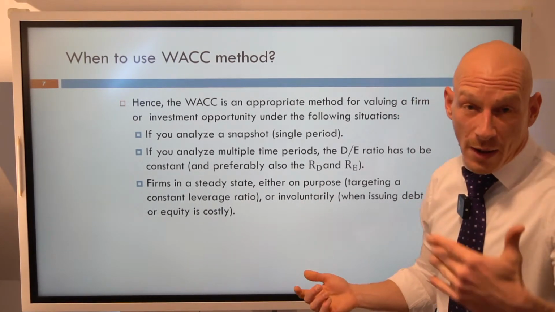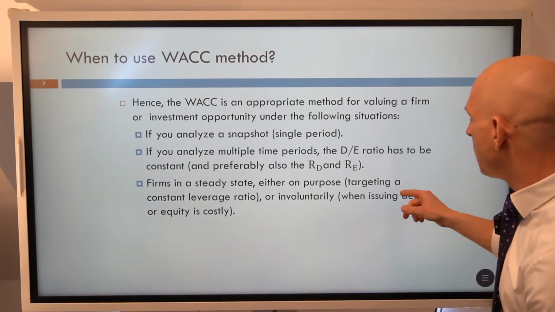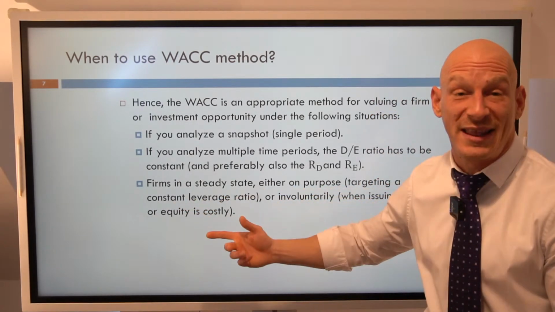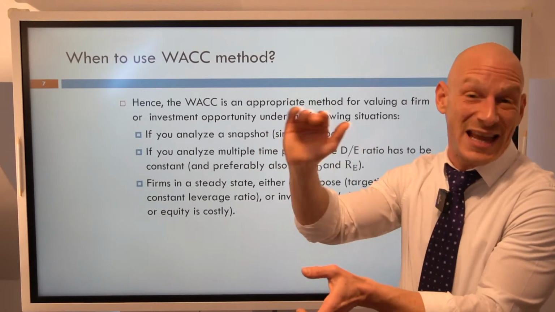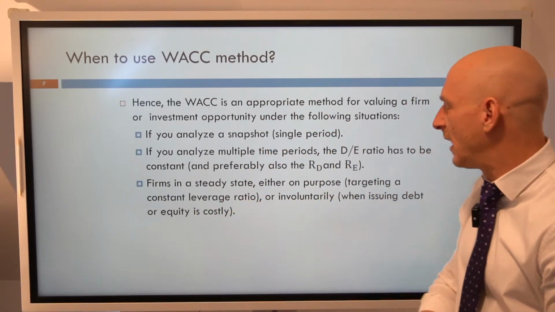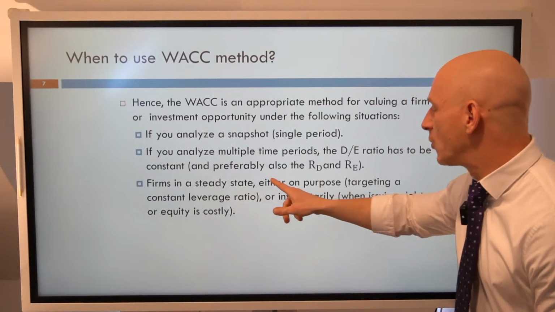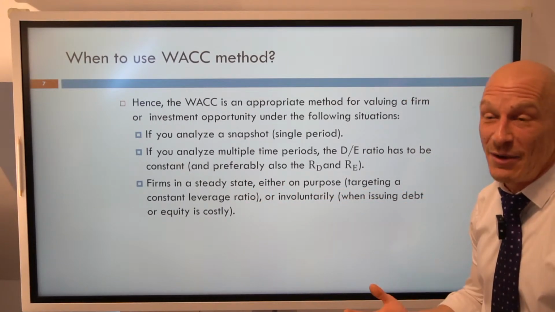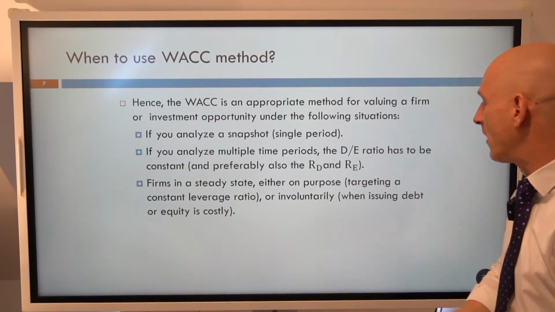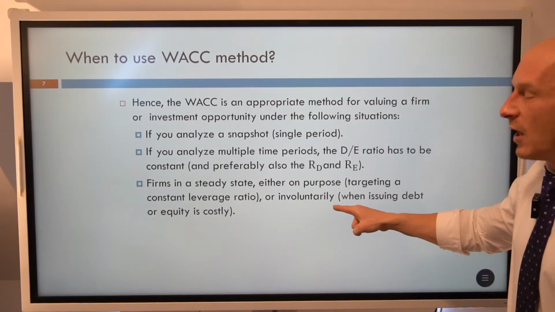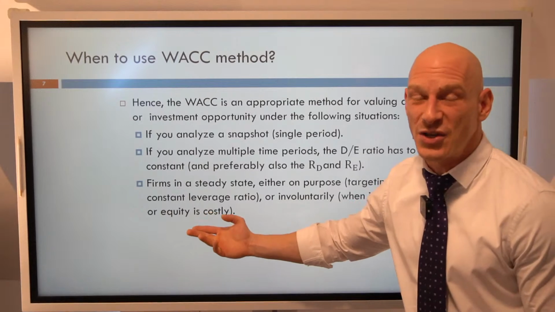So that would be firms, as I've initially mentioned, that simply attempt to have a constant leverage ratio so that the proportion of debt to equity is as stable as they can manage, basically. Or the steady state could be a result of, well, not really a voluntary decision by the firm. It is involuntary. Why would that be? When issuing debt or equity is costly.